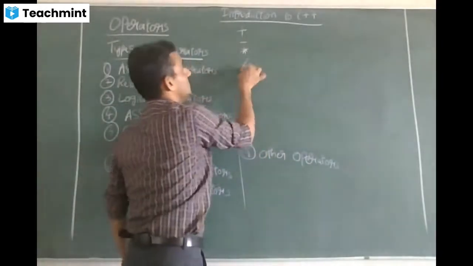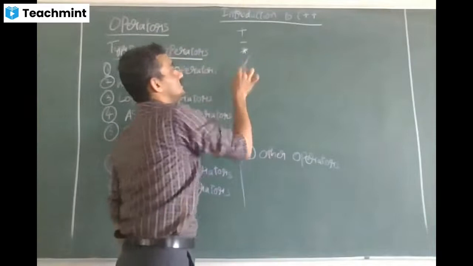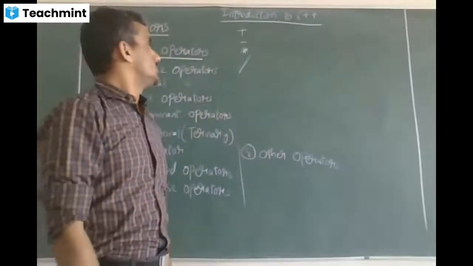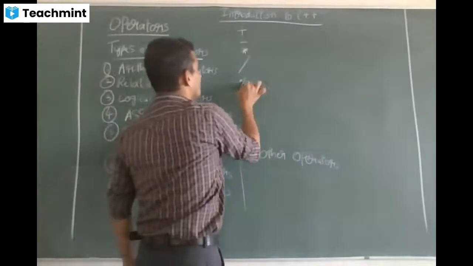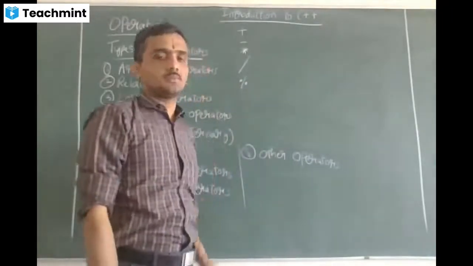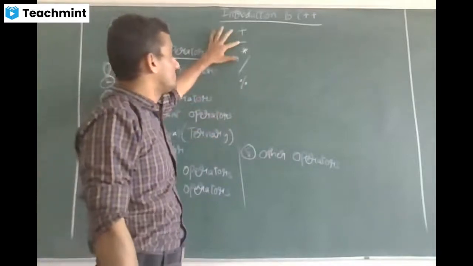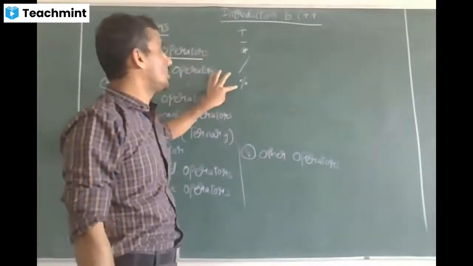Then division. For division you use the forward slash symbol, or the division symbol separately, if available. Then comes the last one, modulus. The percentage symbol is called the modulus symbol or mod symbol. So: addition, subtraction, multiplication, division, mod operation.